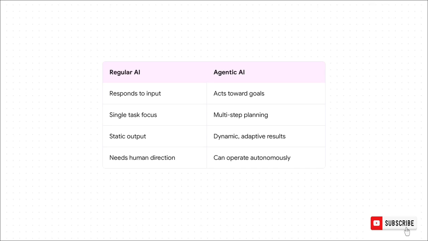So, to wrap it all up, the big shift is this. We're moving from an AI that just responds to our input to one that actively works toward goals. We're going from a single task focus to multi-step planning, and we're going from needing constant human handholding to having the real potential for autonomy.